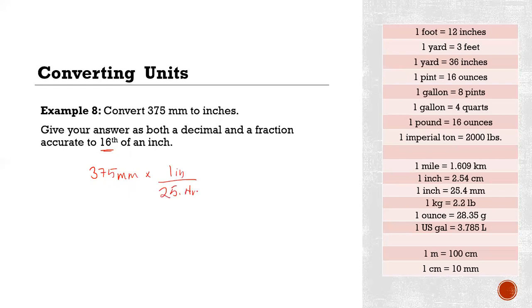You can probably do this in your sleep by now. So 375 divided by 25.4. Pop that in your calculator, and you get 14.7638 inches. Now, we know there's 14 whole inches, so this is my whole. We need to turn it to a fraction.